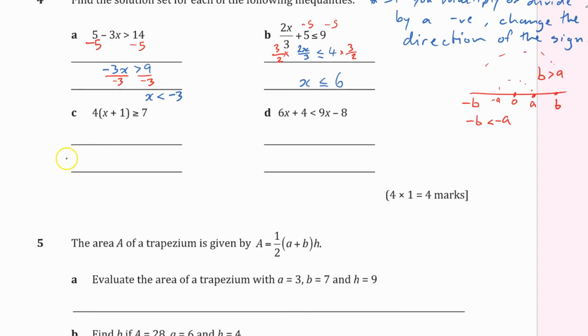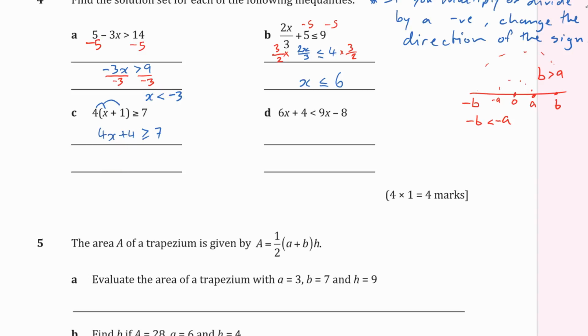Here, I've got 4 in front of brackets, x plus 1 is greater than or equal to 7. Because 4 doesn't go into 7 nicely, I'm not going to do my division just yet. I'm going to expand my bracket first. So 4 times x is 4x, and 4 times 1 is 4. So 4x plus 4 is greater than or equal to 7.